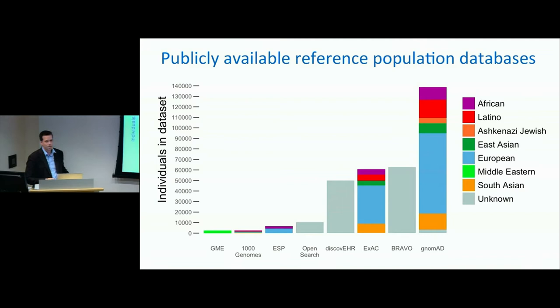So let me start though, then, by introducing you to the current landscape of genomic reference databases. I'm not going to go through all of these in detail, but this plot shows the size and the ancestral diversity in colors of a number of these existing databases. They range from the relatively small and targeted, so GME, which is a data set of just under 2,000 individuals of Middle Eastern descent, mostly from rare disease patients, through to the very large, and I'll obviously spend most of my time talking about this gnomAD dataset later.